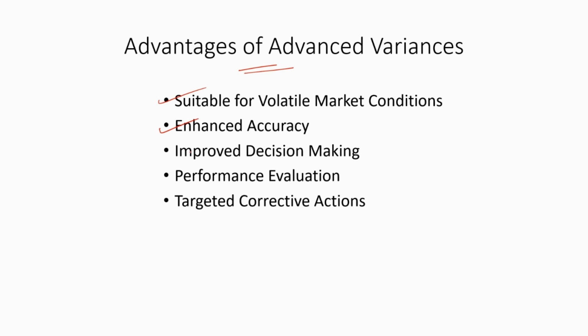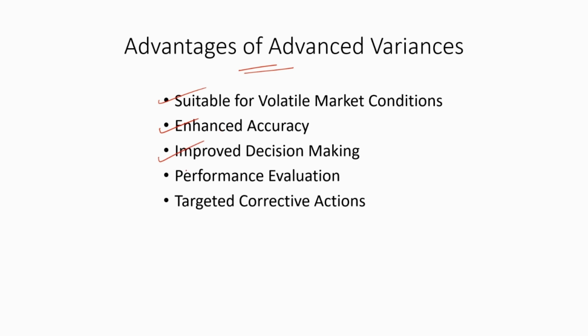Advanced variances provide a more detailed and accurate analysis of the factors contributing to the differences between planned and actual results. By breaking down the variances into specific components such as price variances, quantity variances, efficiency variances, or mixed variances, managers gain deeper insights into the root cause of performance deviations.